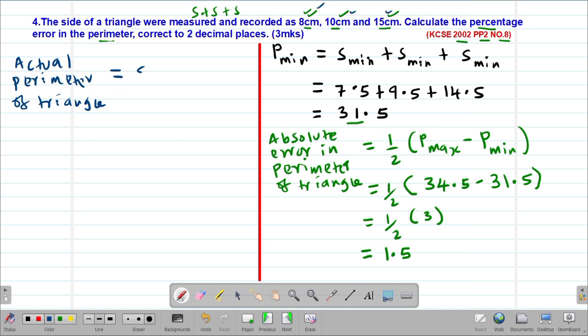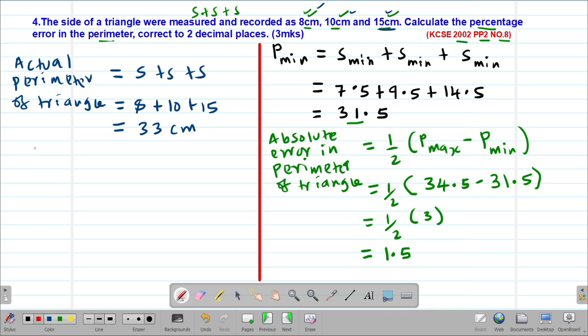So this will be side plus side plus side, which will be given by, the first side was 8 centimeters, the second side was 10 centimeters, then of course the third side was 15 centimeters. Now, if you perform this summation, that is 8 plus 10 plus 15, you'll get a total of 33 centimeters as the actual perimeter of the triangle.